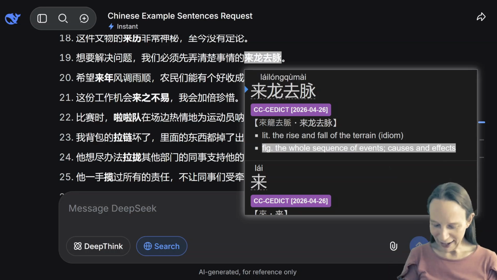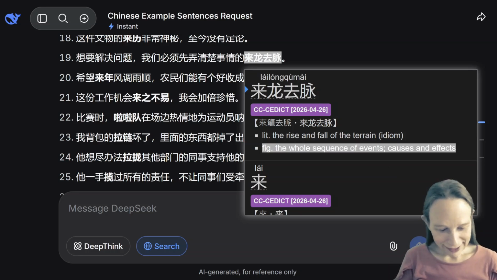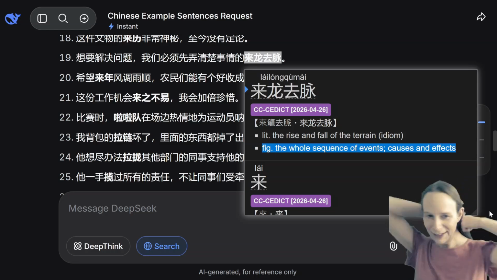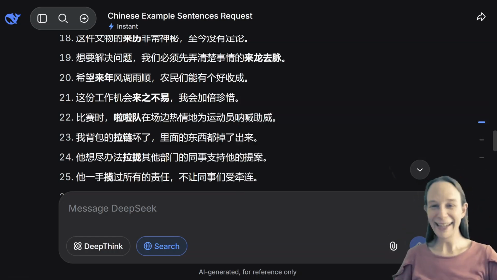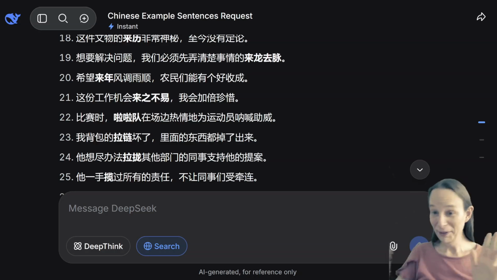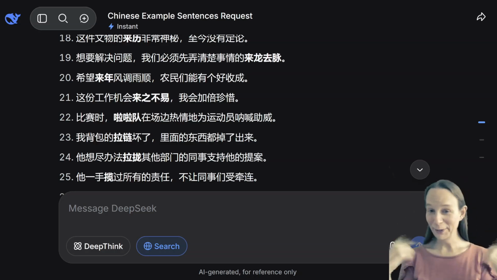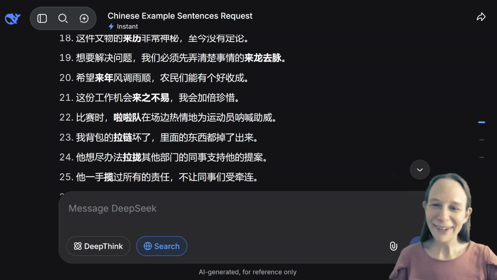来龙去脉. This is one of my favorite chengyus. Is it in the dictionary? How can it not be in the dictionary? It's not in the dictionary. I'm going to have to add it. That's one of my favorite chengyus. I use it all the time. It's really convenient when you want to know the whole course of events. I'll recite them off the top of my head for you.